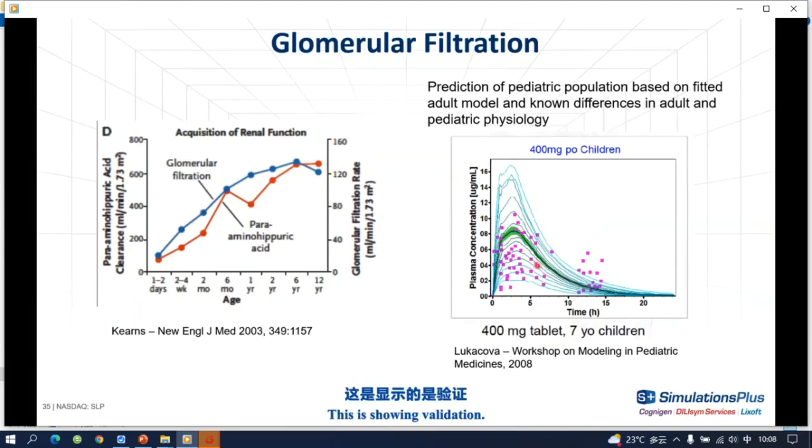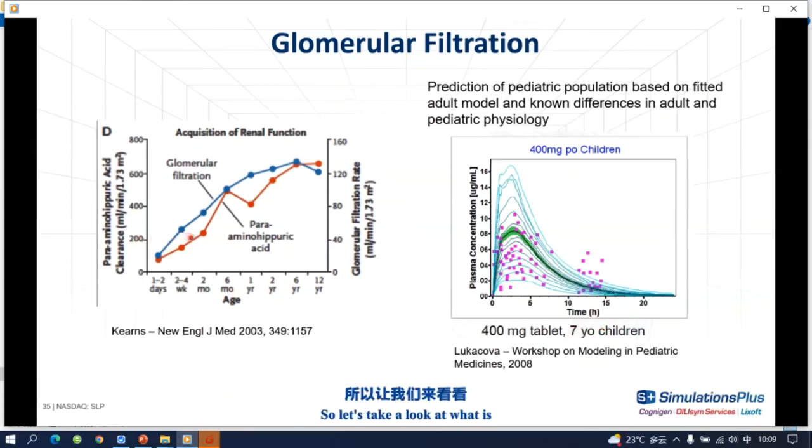And this is showing validation, again an example that we've been able to validate a long time ago, showing the prediction for gabapentin, which is eliminated by renal secretion, simple passive secretion. The model was initially built and validated in adults, and then used to predict the PK in children. The average child was about 7 years old.